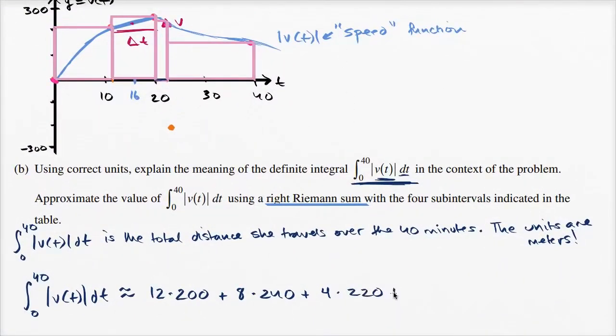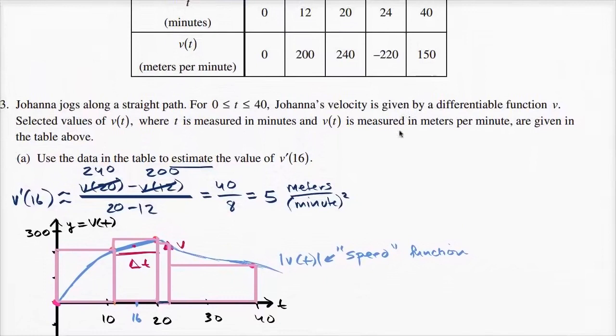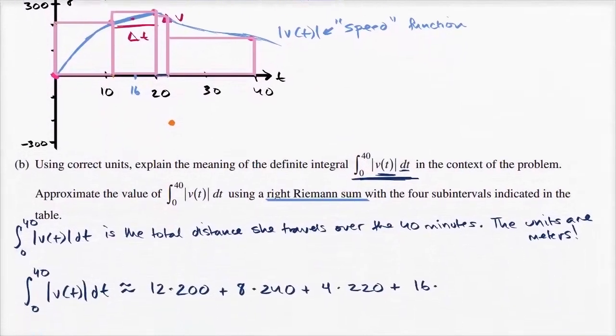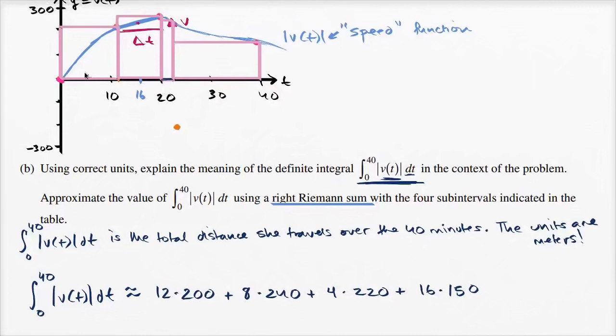And then our last rectangle, we go from 24 to 40, so our change in time is 16 times the height at 40. What was that? That was 150, I think. Yep, that was 150. So times 150. And just to make clear what I just did, I'm adding up the areas of these rectangles. The area of this rectangle is 12 times 200. The area of this rectangle is 8 times 240. The area of this rectangle is 4 times 220. The area of this rectangle is 16 times 150.